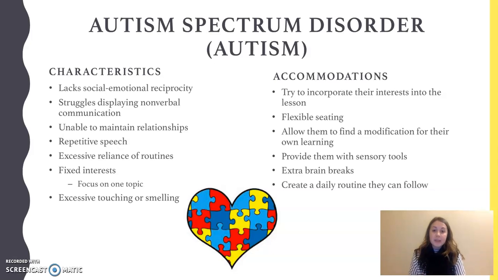Autism is on the autism spectrum disorder. A child with autism is going to struggle with social emotional reciprocity, which basically means taking initiative in social interactions, having conversations with other students. They're going to struggle displaying nonverbal communication. These two things can lead to struggling to maintain relationships. If the student can't form or initiate conversations, they're going to probably struggle with having friends.